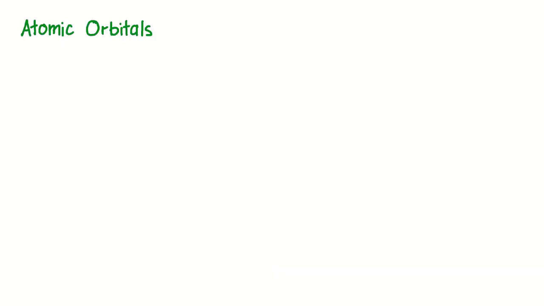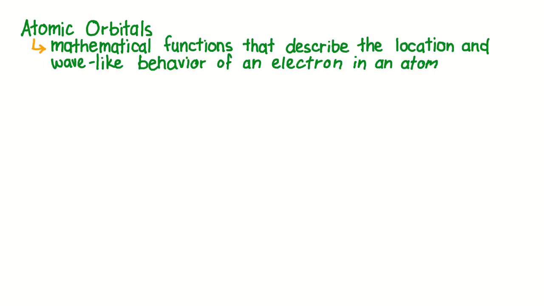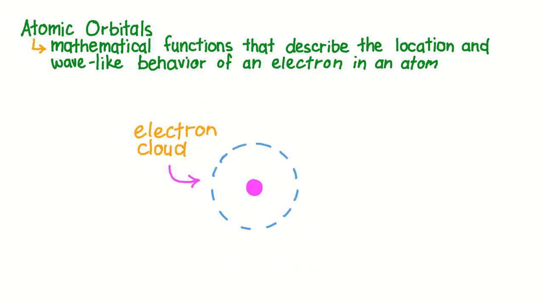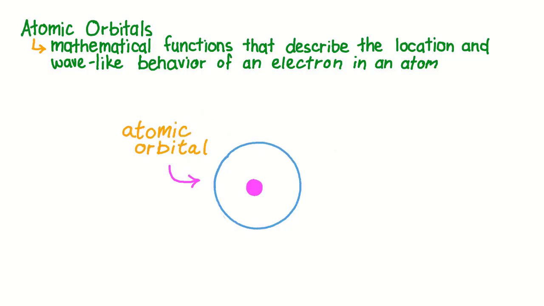Before we dive into hybridization, let's recall that atomic orbitals are mathematical functions that help us describe the wave-like properties of electrons in atoms. Because electrons have these wave-like properties, which are described by quantum mechanics, we can't describe the electron as a point orbiting the nucleus. Instead, the electron is more like a cloud that's spread out in space around the nucleus of the atom. The shape of this electron cloud is described by the mathematical function of the atomic orbital.